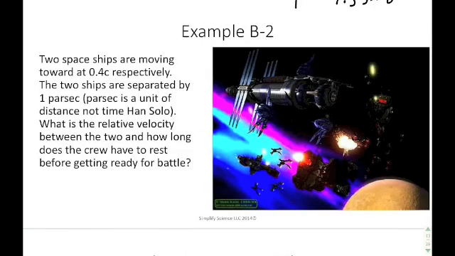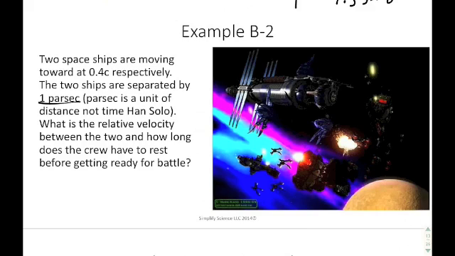So you have two spaceships that are separated by 0.4 c respectively. The two ships are separated by 1 parsec. Okay, so you need to know what a parsec is, that we'll get to in just a second. But it also says, what is the relative velocity between the two? Okay, actually, parsec's not relevant. What is the relative velocity between the two, and how long does the crew have to rest? So it does become relevant later.